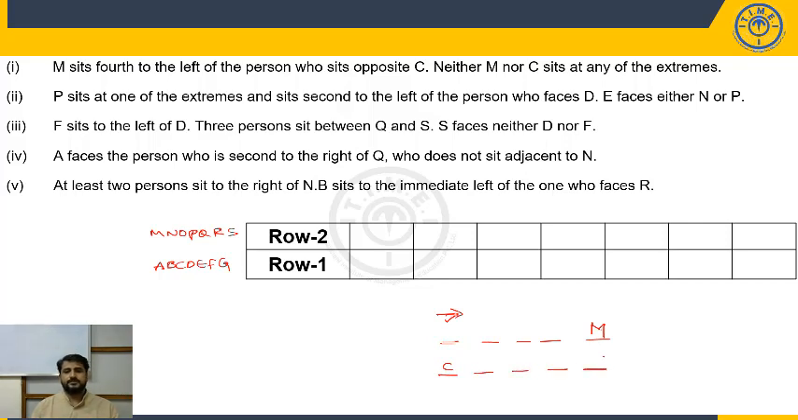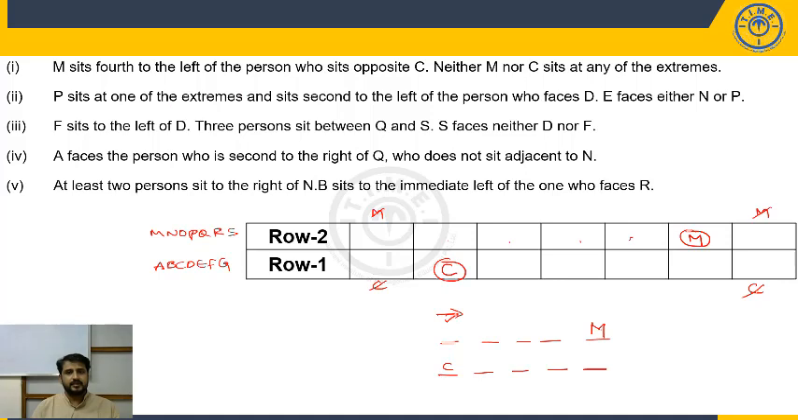So 5 positions. Neither M nor C at the extremes. So M cannot be here. M cannot be here. C cannot be here. And C cannot be here. So where can I fix this? M, 1, 2, 3, 4, and here will be C. This is the only possibility. If I take M here, I will get C here, which is not correct. So M and C, only one possibility we have.